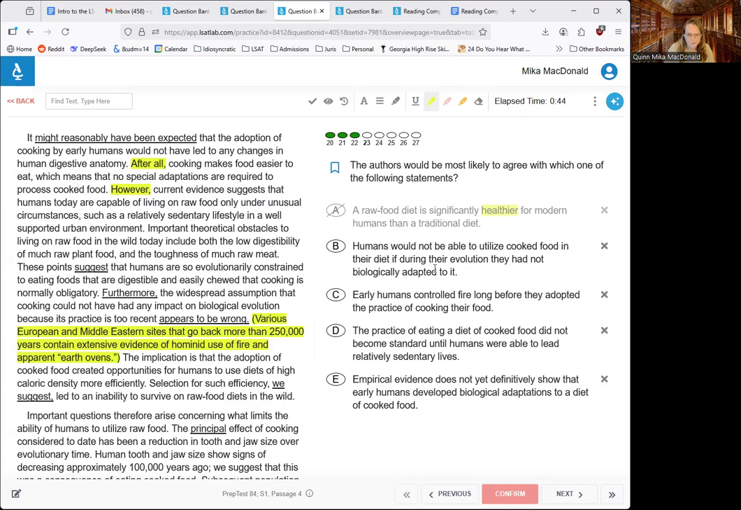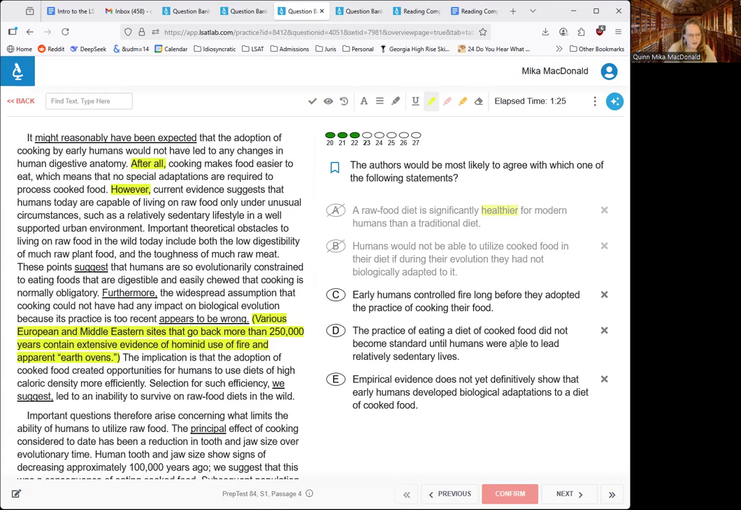B, humans would not be able to utilize the diet if they had not biologically adapted to it. No. Our author brings up this idea that because cooking makes food easier, there's no special adaptations required. And the author never disagrees with that idea either, right? The author rebuts the idea that we couldn't possibly have changed as a result. But the author definitely doesn't hit back at the idea that cooking doesn't require adaptations. It doesn't. But we adapted to it anyways because that made us more efficient. C is interesting. Feels like something that could be in the passage, but I don't remember it specifically. So I'll just kind of hold C.